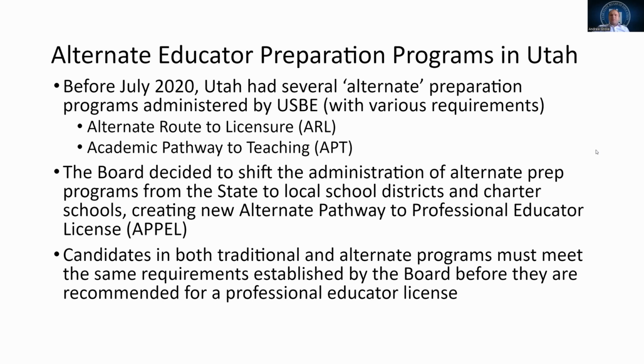So just to provide a little bit of context behind the APPEL program, before July 2020, there were two programs, ARL and APT. Those are both sunsetted now, but those used to be the alternative preparation programs, and they were primarily administered by USBE. So in 2020, they decided to shift the administration from USBE to the school districts. While the board and the superintendent determine the requirements, it is administered at the local level by APPEL directors. But the requirements in board rule are the same. So whether a candidate is going through a university program or an APPEL program, they have the same requirements.